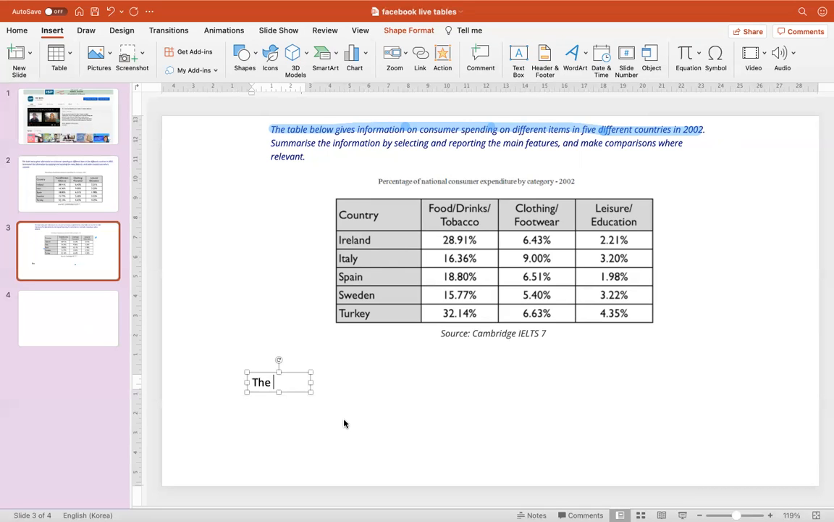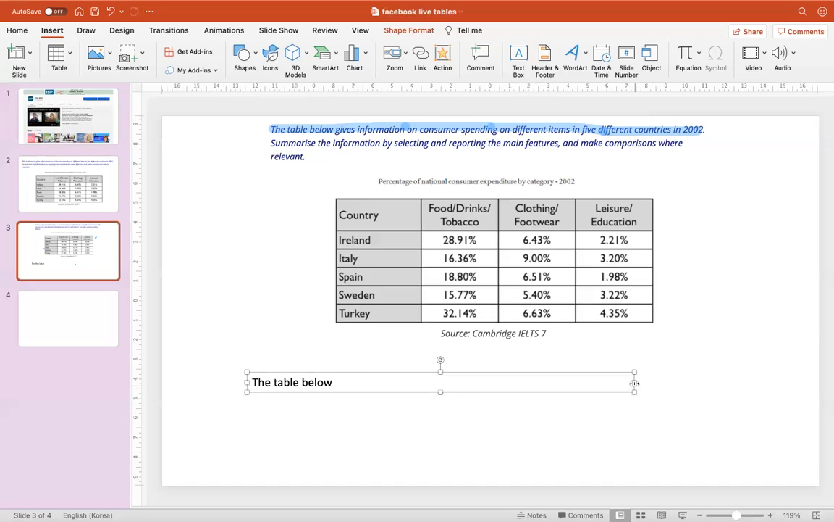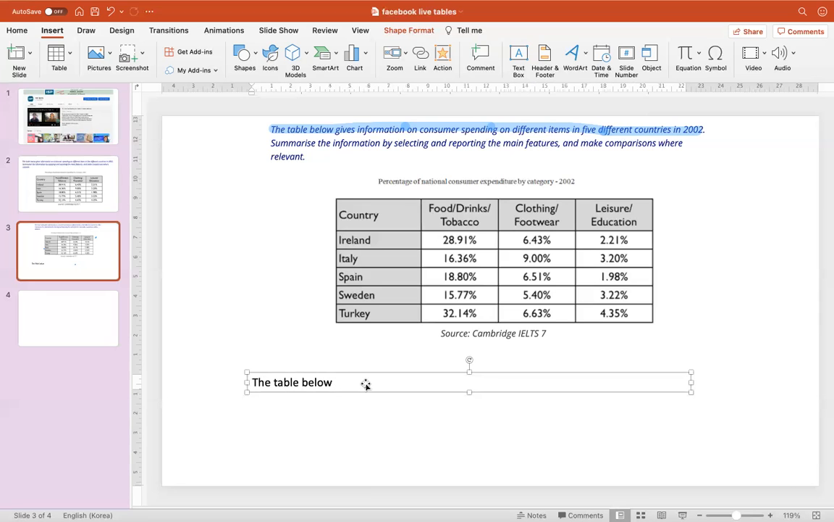So we're going to keep. Yeah, anybody have a suggestion? Well, you can throw out some suggestions, guys. Okay, like I might go, the table below shows consumer spending in 5 countries in 2002 on different items. Yeah, exactly. So that's one option.